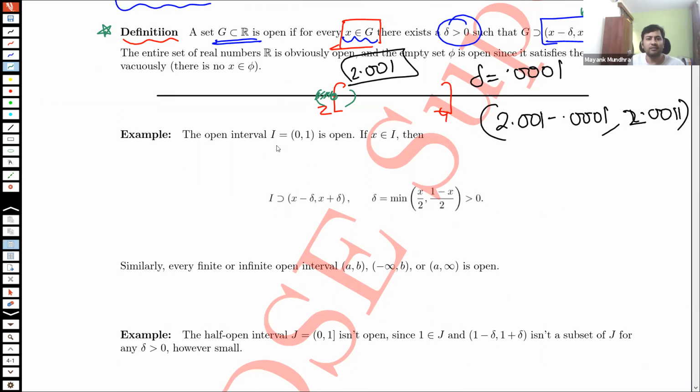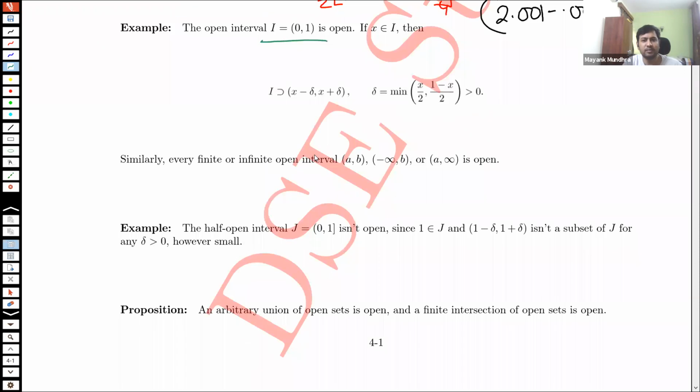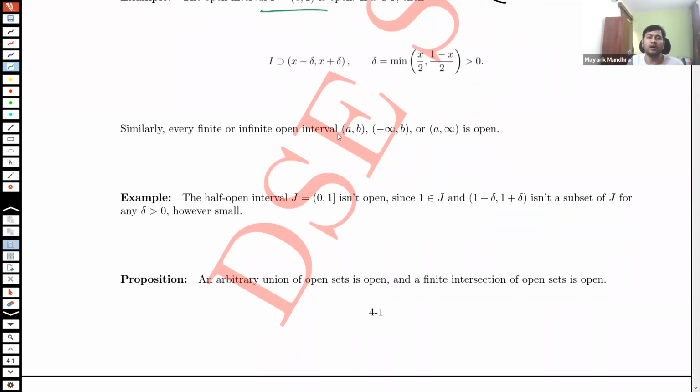Okay, so then we have this interval 0 to 1 that is open. So that's an example. Any open interval 0 to 1 is an open set. This is an open set. Okay. This example, let's look at this example. The half open interval 0 to 1 isn't open. Okay. So open 0 to 1, open 0 to closed 1.